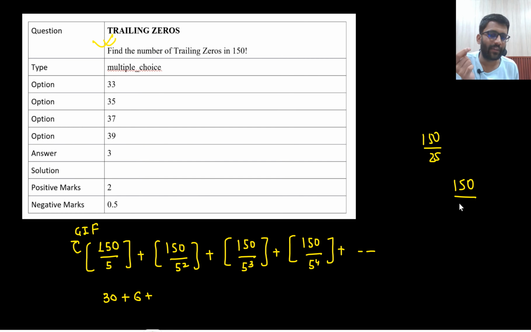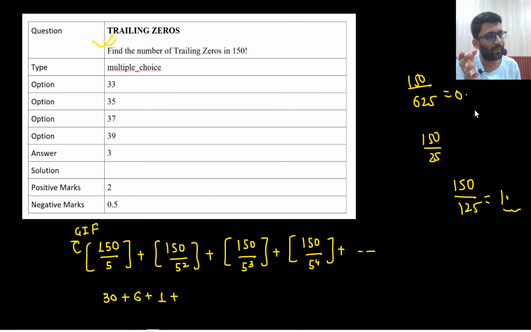150 by 125, what will you get? 1 point something. But this is the greatest integer function, that's why 1 point something will be replaced with 1 only. Plus 150 by 625, right? 150 by 625, what will you get? 0 point something. So it will be replaced with 0 only, and all the rest of the numbers will be replaced with 0 only. So 0 plus 0, the 0 will come. So what is the answer?